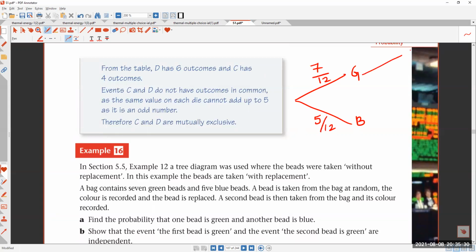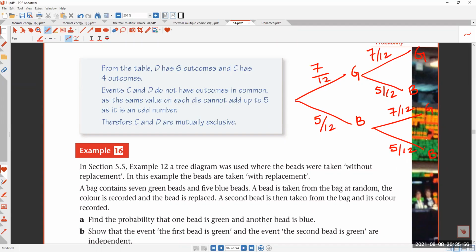If you take green in the first one, then in the second one you take green or blue. If you take green in the first, you have replaced it. So the second is also going to be 7 by 12, 5 by 12. Nothing will be minus. Same here, green and blue. Again, green how much? 7 by 12 and 5 by 12. Does everyone understand the concept?